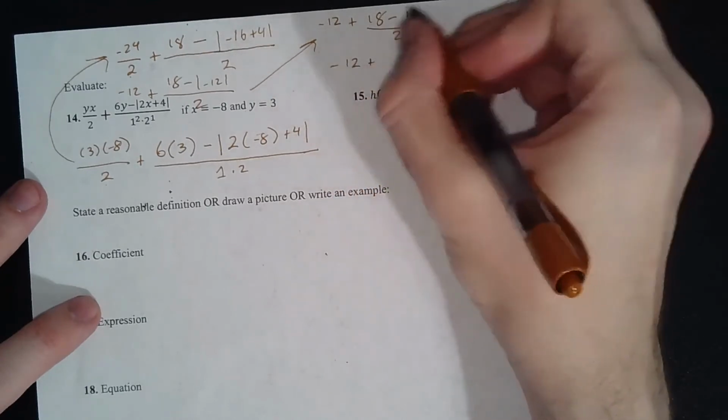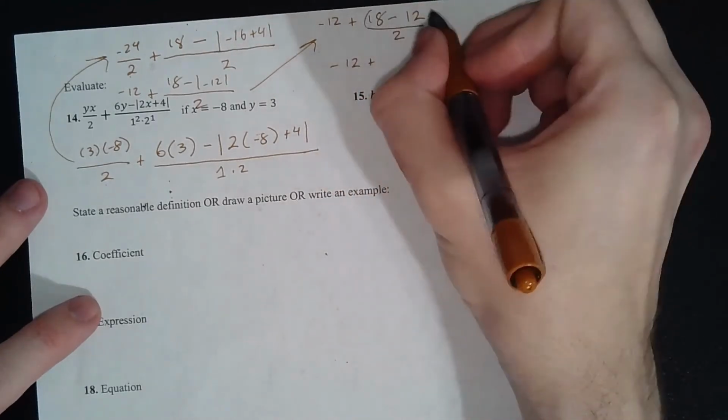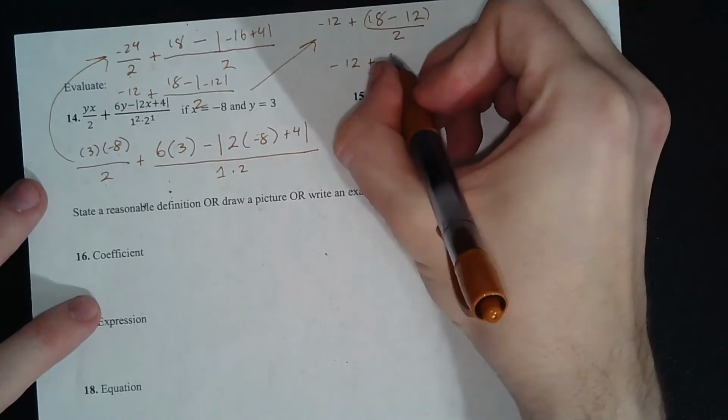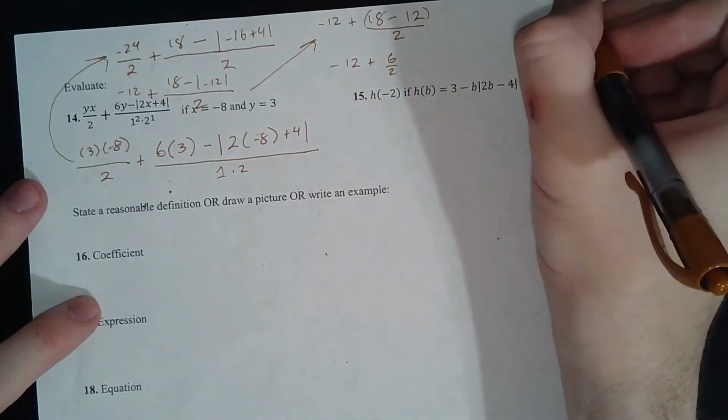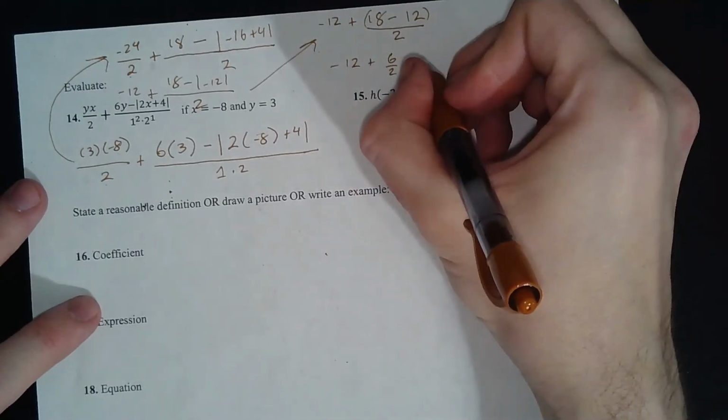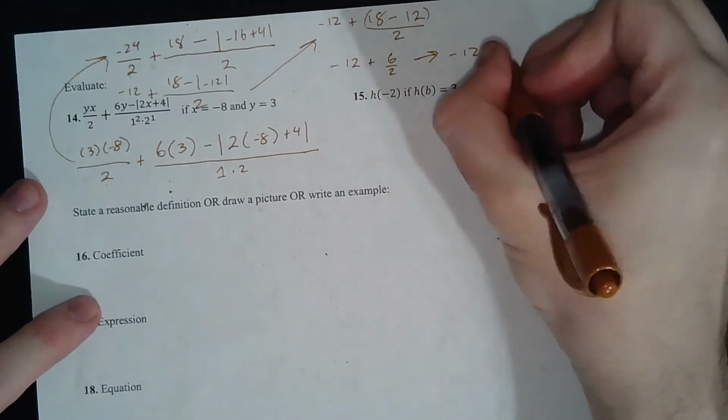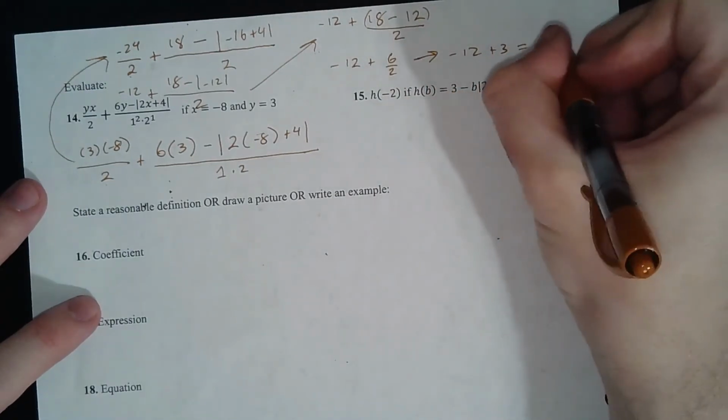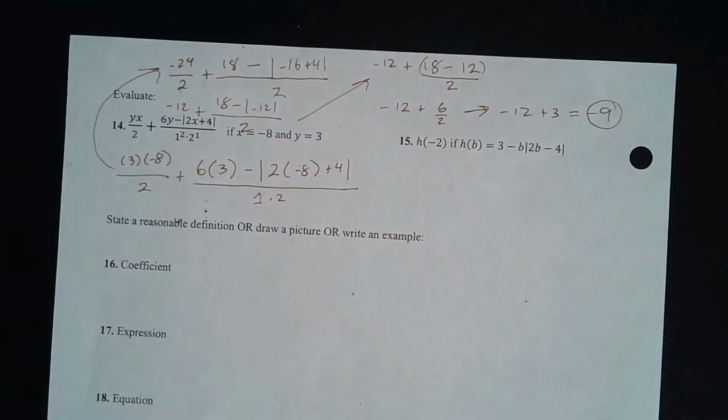Negative 12 plus 18 minus 12, remember there's invisible parentheses. 18 minus 12 is 6 over 2. Finally, negative 12 plus 3, which is negative 9. That was a long question. Oh my.